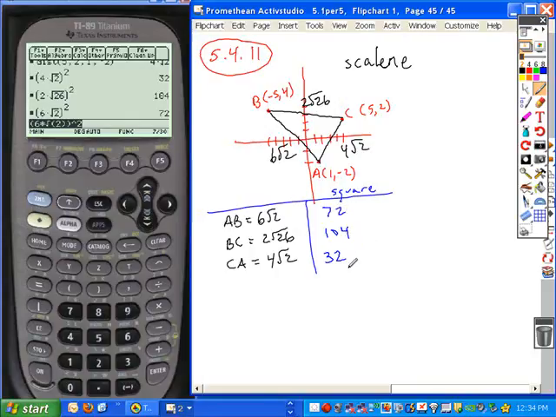We take the sum of the squares of the two smaller sides. What we can see now, when we look at the squares of these, we take 32 plus 72 and compare that to 104. We have equal to. So if these two quantities are equal, then what kind of a triangle are we dealing with? A right triangle.